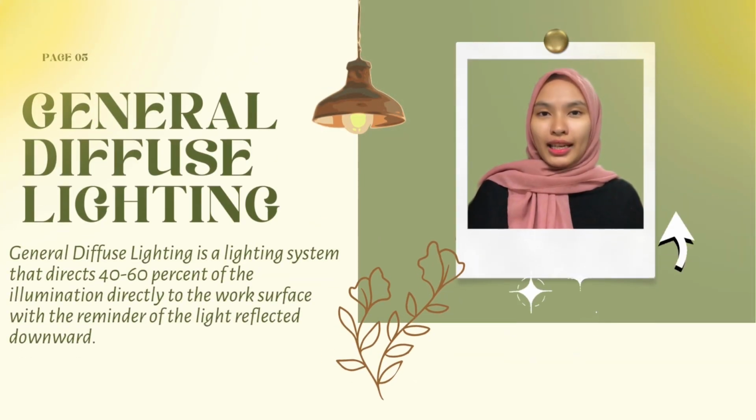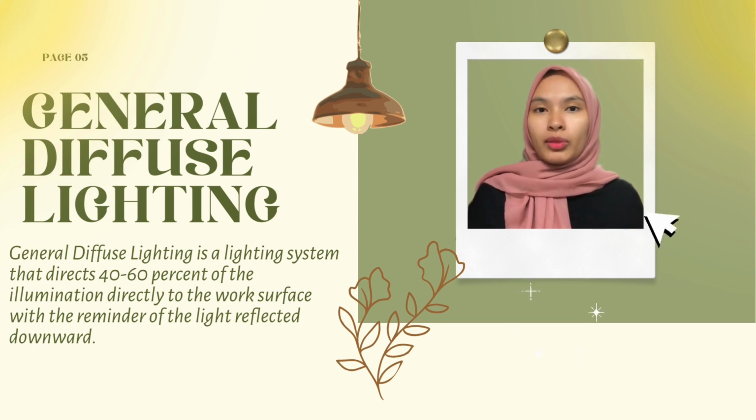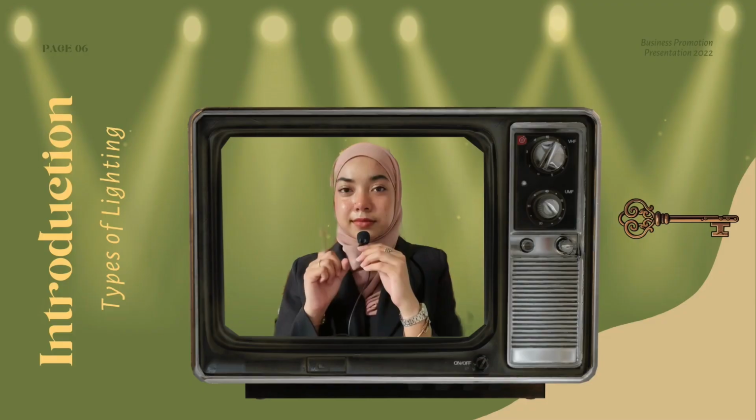General diffuse lighting is a lighting system that directs 40 to 60% of the illumination directly to the work surface, with the remainder of the light reflected downward.